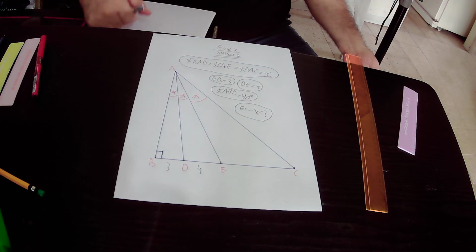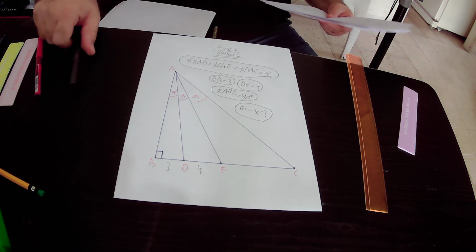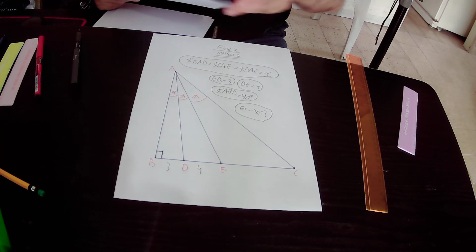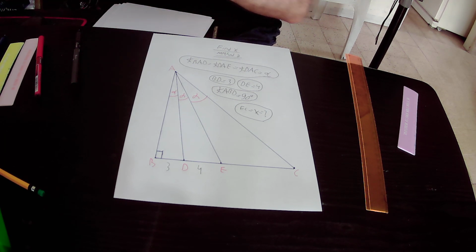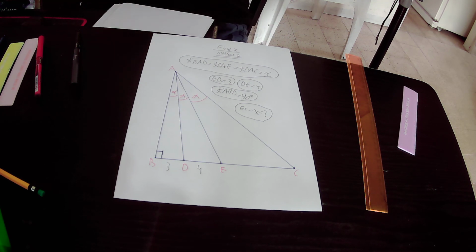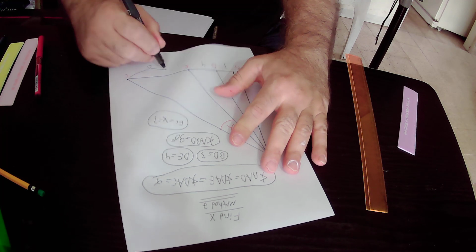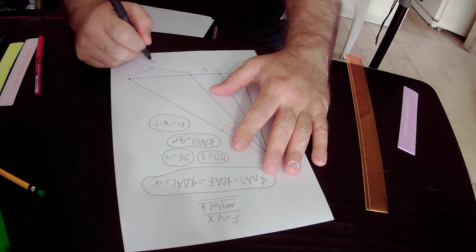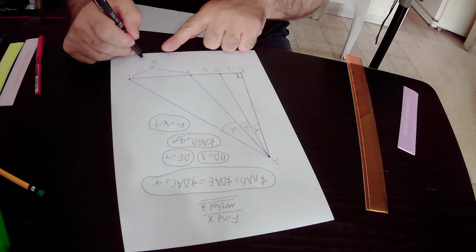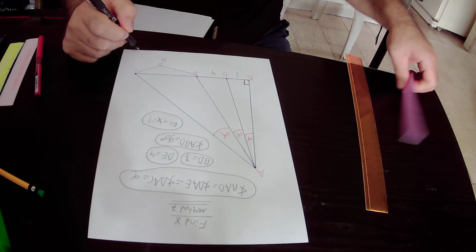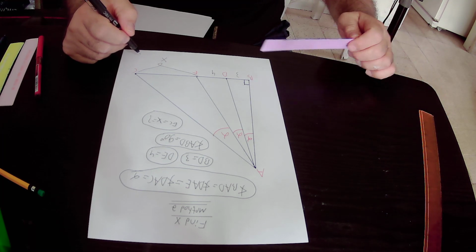In the next step I will explain, we will find out the value of EC that equals x. We will find out the value of EC that equals x according to the second method. So in the second method we will do a construction.